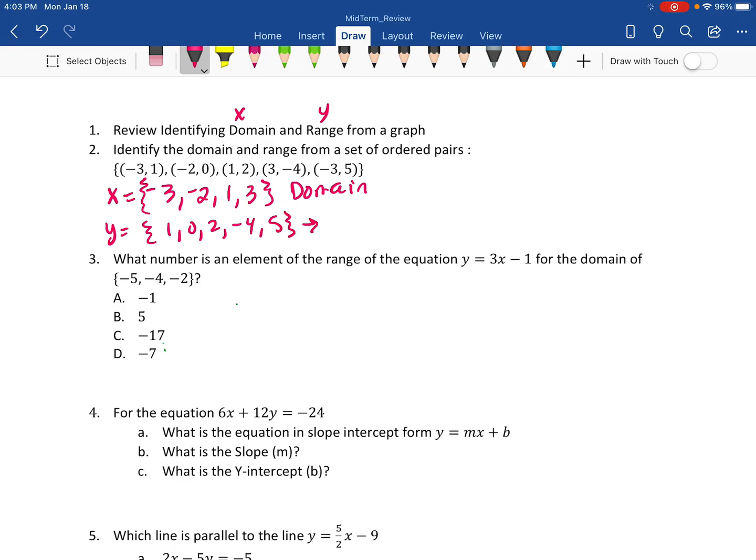Now, we want to list that from lowest to highest. So that's going to be -4 first, then 0, then 1, 2, and 5. So this is going to be your range. That's going to be your y values. So that one should be fairly easy and straightforward.